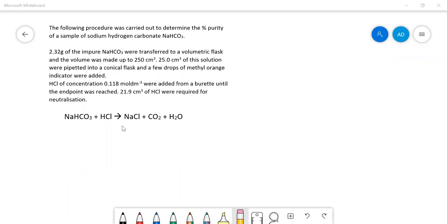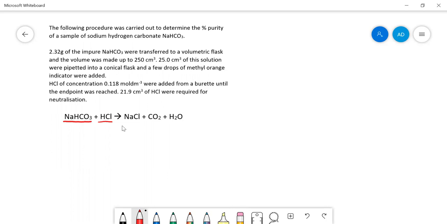Okay, so here is another titration calculation, and this is definitely A-level standard. So let's have a look at this. The following procedure was carried out to determine the percentage purity of a sample of sodium hydrogen carbonate. Sodium hydrogen carbonate reacts with HCl in a 1-to-1 ratio, very similar to the reaction with sodium carbonate. The difference is, of course, this is a 1-to-1 ratio.